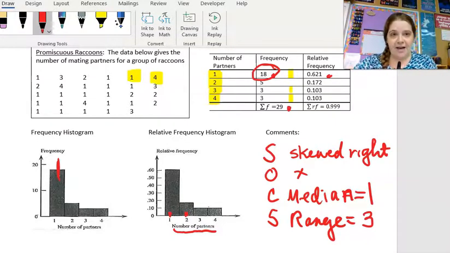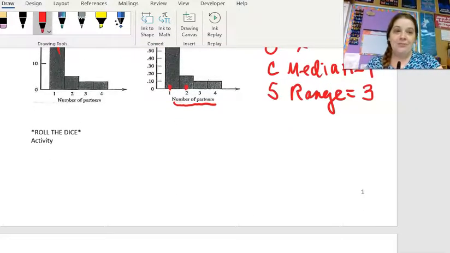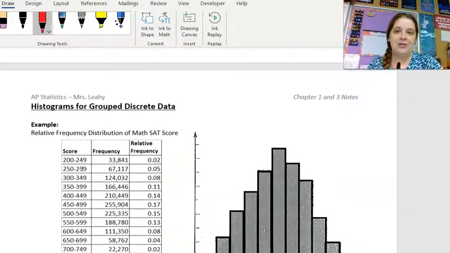And if we were going to talk about something, what is this graph actually telling us? We would probably say it looks like raccoons are, for the most part, monogamous with 1 mating partner here, okay? Now, if we were in class, we'd be doing this roll the dice activity, but we're not going to do that today.